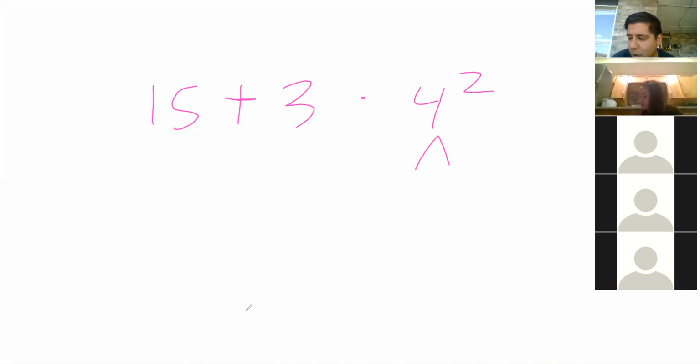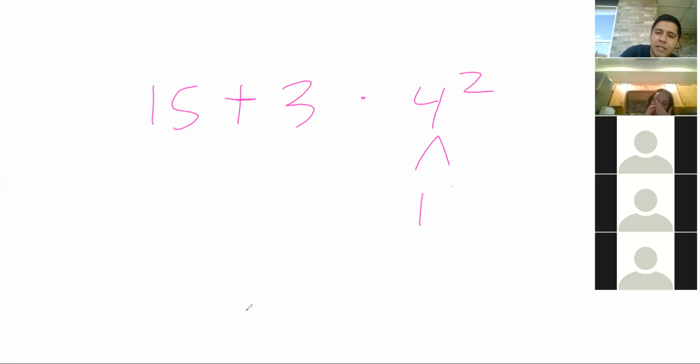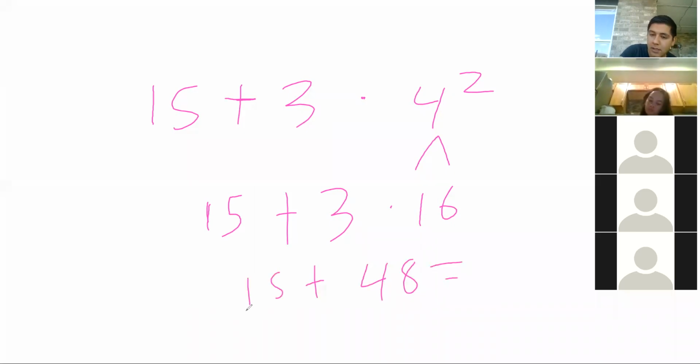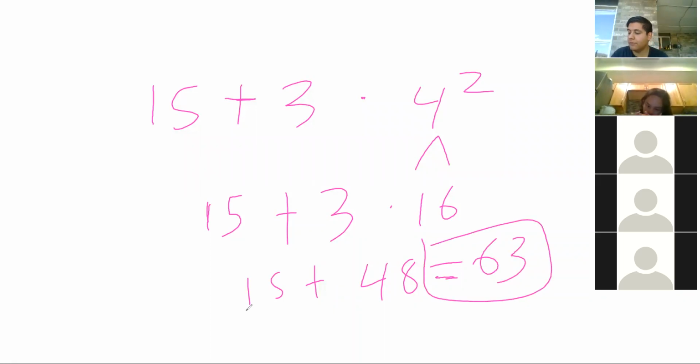That's what yesterday's homework was about, making sure that we know how to do our exponents. So 4 squared equals 16. Now, 3 times 16 is 48. Then we're going to add 15. So the answer is 63.